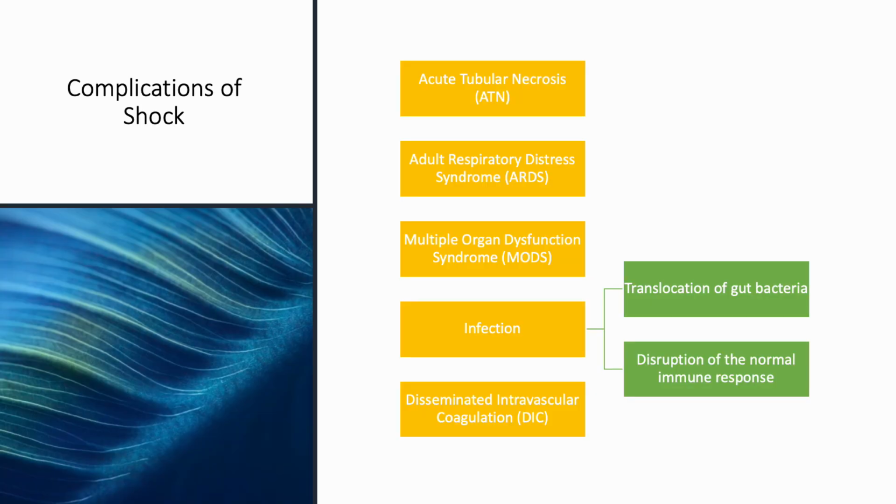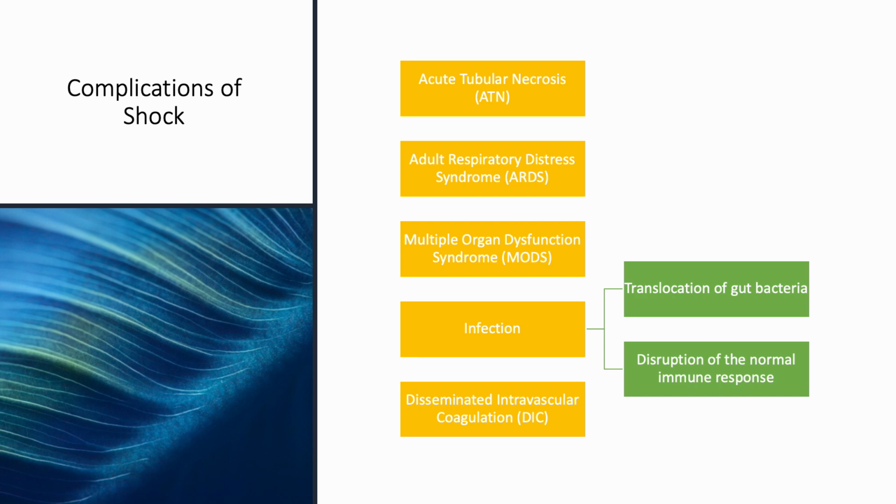So again, I just want you to see that this order that I presented to you prioritizes oxygenation, circulation, and infection control, which are the critical goals for managing septic shock. The complications of shock include acute tubular necrosis. This is kidney injury due to decreased perfusion and ischemia, common in prolonged shock states.